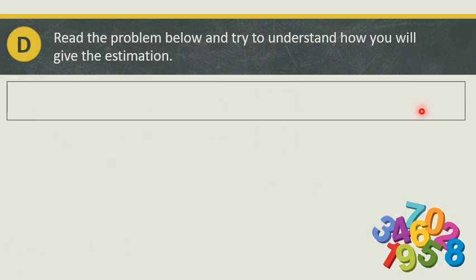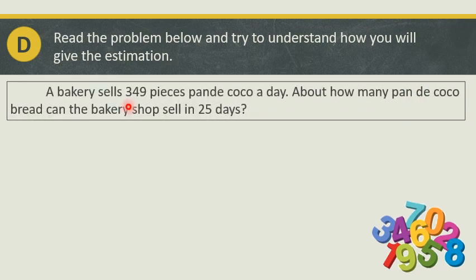So, tingnan natin, basahin natin yung problem and then we will try to understand paano ba ibibigay ang estimate. So, a bakery sells 349 pieces pan de coco a day. About how many pan de coco bread can the bakery shop sell in 25 days? So, isang araw, 349 na nabebentang pan de coco. Ngayon, ilan daw lahat yung mabebentang pan de coco sa loob ng 25 days?